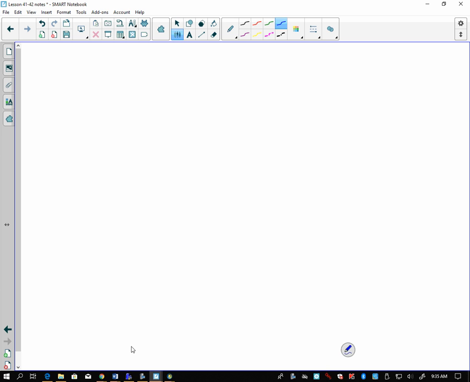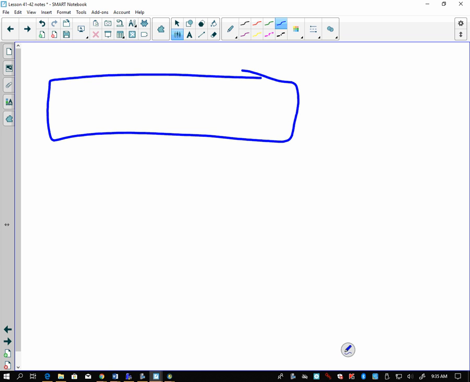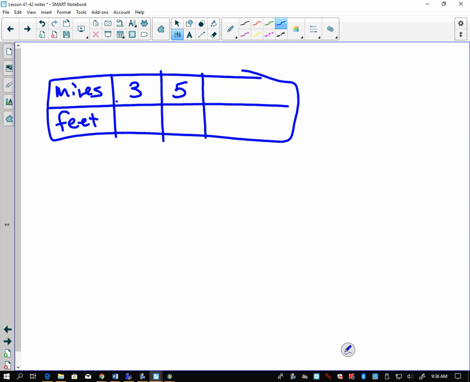B on 41. Okay, B. All right, B on 41 says use the table to find the rate of change. Okay, so in my table we've got miles and we have feet. We've got 3, 5, 7, 9. Got some big numbers here like 15,840, 26,400, 36,960, and 47,520.